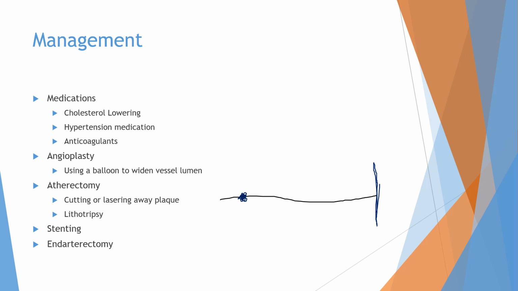Lots of pain though, so we want to make sure if we're having that done that our patient's pain is managed well. And then stenting, and then endarterectomy is when they do surgery and go in. This cutting and lasering, they can do this in the cath lab. This will be actual surgery.